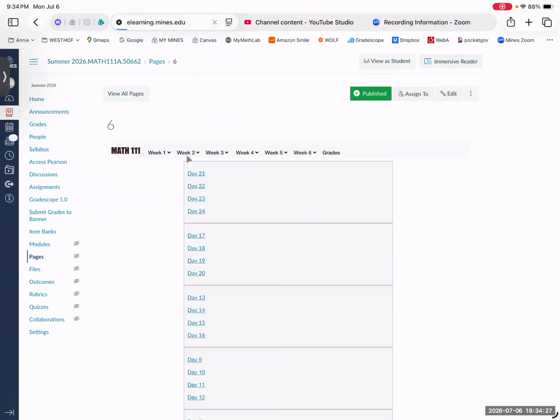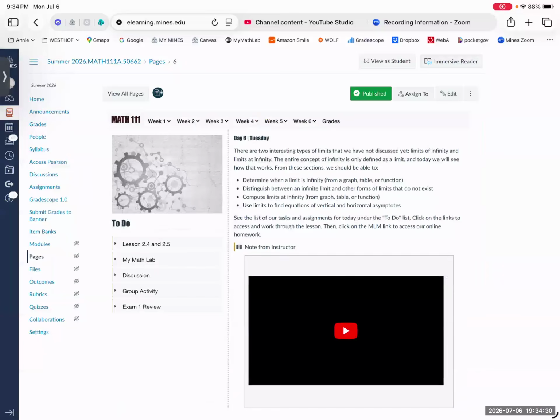Day 6 topic for the day, general topics for today: limits at infinity, limits of infinity, and the differences there. A limit of infinity is when you take a limit and it turns out to be infinite. A limit at infinity is when you take a limit as the input approaches infinity, whether positive or negative. That's going to help us answer questions like long-term behavior, and questions about asymptotes, whether vertical or horizontal.